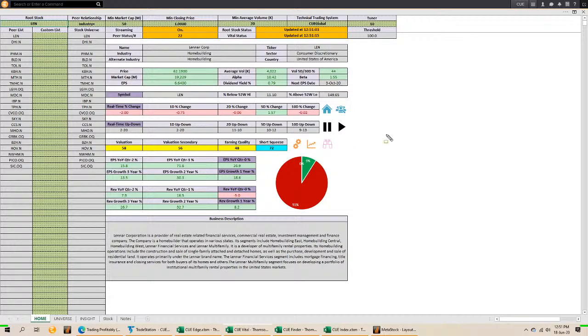This is real-time data. All the Q systems can be run in real time. I'm running Cube Vital in real time. What can you see from here?